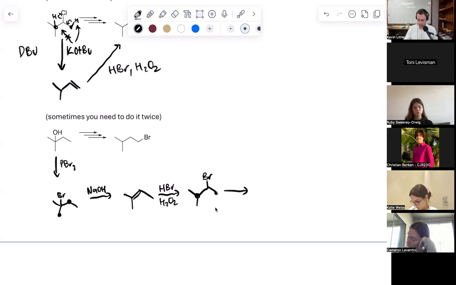You're going to do the potassium tert... I can't even say it. Yep. No, you're close. Potassium tert-butoxide, right? Then I can use that. Oh, that's the ugliest arrow I think I've ever drawn. HBr, H2O2.